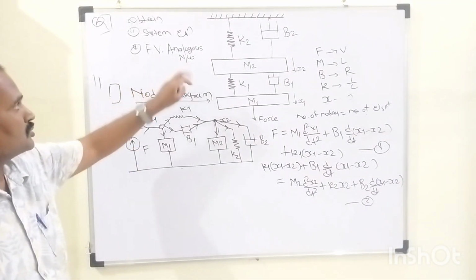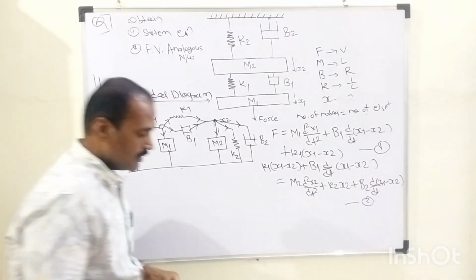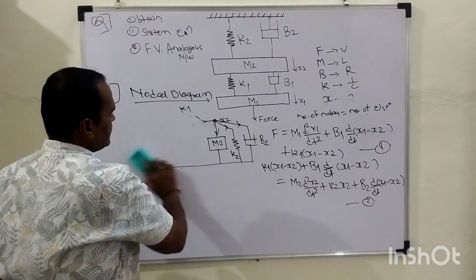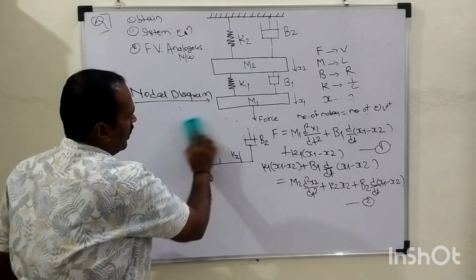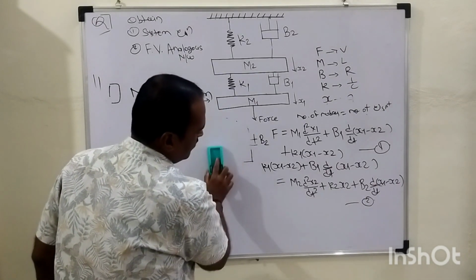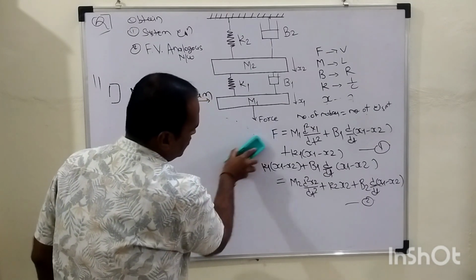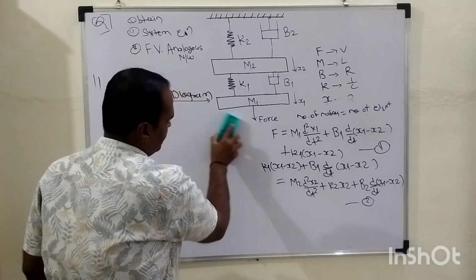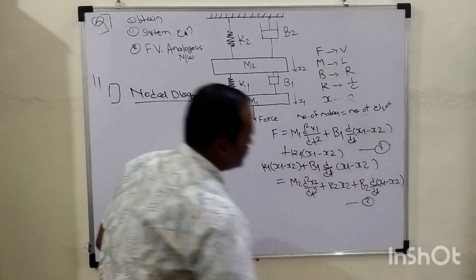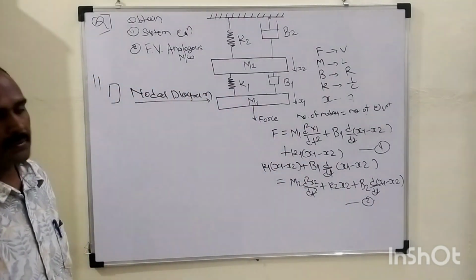Then our second objective is that we are supposed to draw the force voltage analogous network. Analogous means what? Similarity. Analogy is nothing but how one element is similar to another. So for that purpose, I will remove this nodal diagram in order to complete our objective number 2, and I will keep these 2 statements on this board as it is, right?